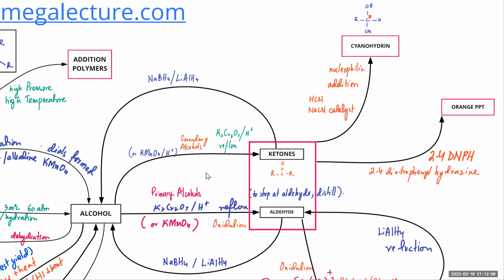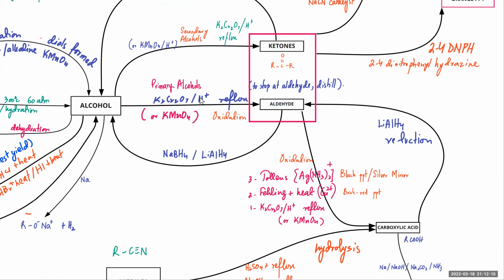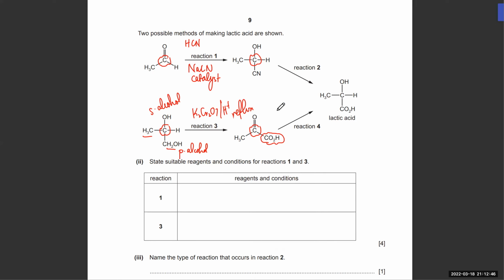So what happens to secondary alcohols? When they get oxidized by KMnO4 or K2Cr2O7, they turn into a ketone. A primary alcohol, if you oxidize it, turns into an aldehyde first, and then it gets further oxidized to a carboxylic acid. So this is basically oxidation, using acidified K2Cr2O7 and reflux. Primary alcohols turn into carboxylic acids, secondary alcohols turn into ketones. And finally both of these turn into this molecule.